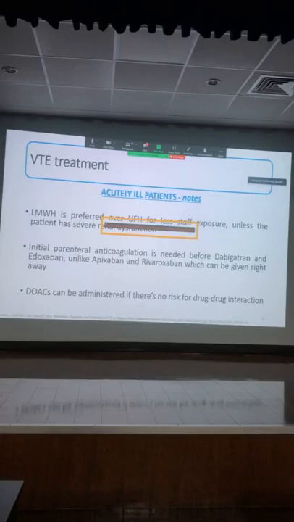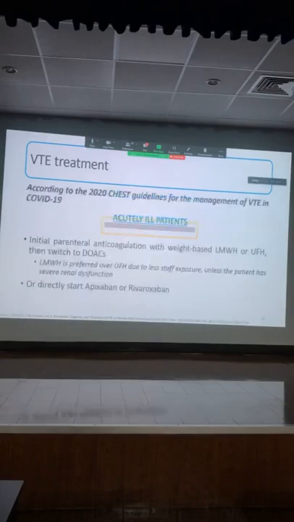Actually, VTE treatment in the ill patient: low molecular weight heparin. According to the 2020 CHEST guidelines for the management of VTE in COVID-19, in acutely ill patients, initial parenteral anticoagulation with weight-based low molecular weight heparin or unfractionated heparin, then switch to DOAC. Low molecular weight heparin is preferred over unfractionated heparin due to less staff exposure, unless the patient has severe renal dysfunction. Or directly start apixaban or rivaroxaban.